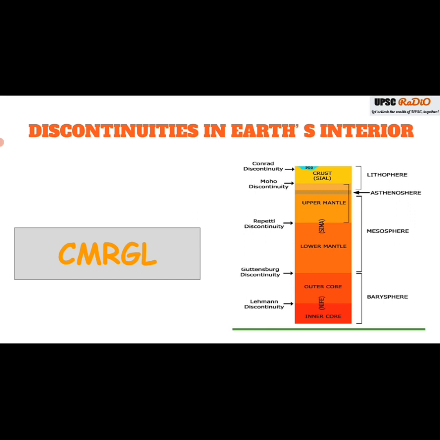The third discontinuity is Repetti discontinuity, which lies between upper and lower mantle. The fourth one is Gutenberg discontinuity, which lies between lower mantle and upper core. The last one is Lehmann discontinuity, which lies between outer and the inner core. You can easily remember these discontinuities using the code CMRGL. C for Conrad discontinuity, M Moho discontinuity, R Repetti discontinuity, G Gutenberg discontinuity, L Lehmann discontinuity.